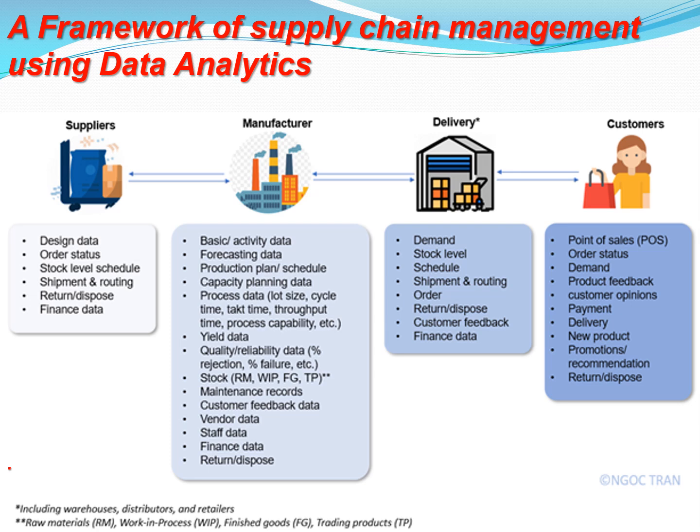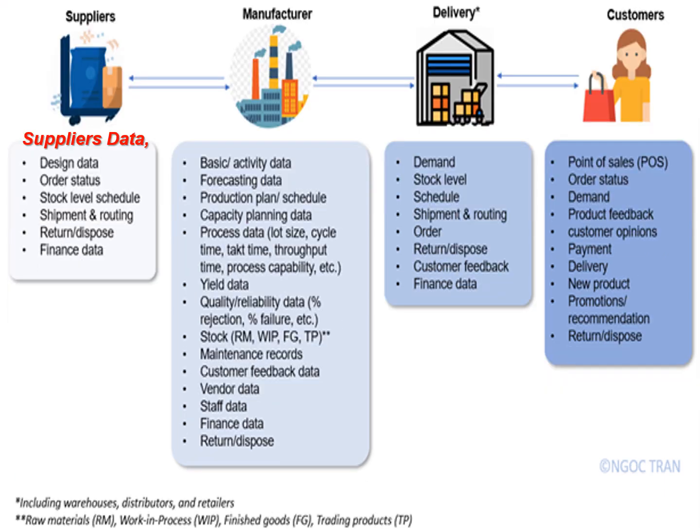In this framework, data is divided into four areas of a supply chain. The first one is the suppliers, then manufacturing and delivery, and the last one is the customers. The data related to supplier is design data, order status, stock level, schedule, shipping and routing, return or dispose, and finally finance data.